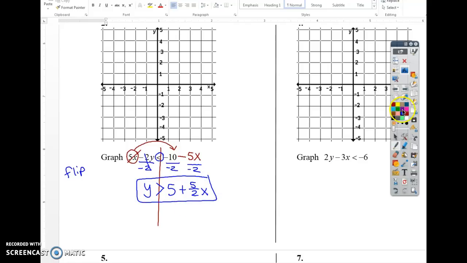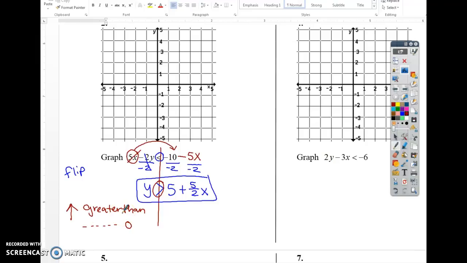So what do I know about this symbol right here? I know that it's greater than. Okay, I know that it's a dashed line, open circle because there's no line underneath it. And I know that I'm going to be shading above the line because it's greater.